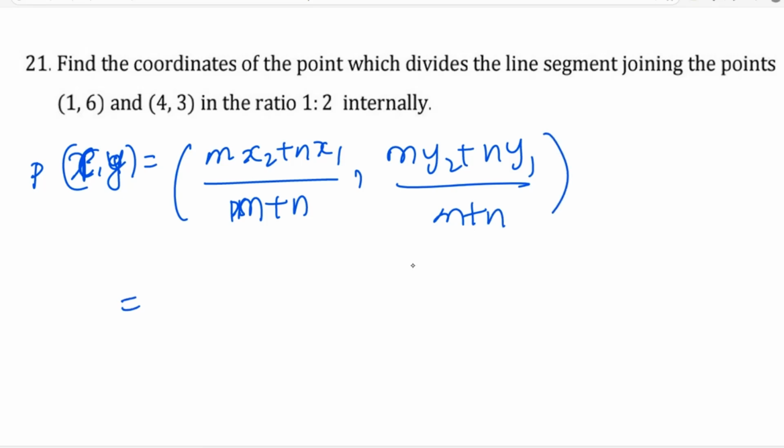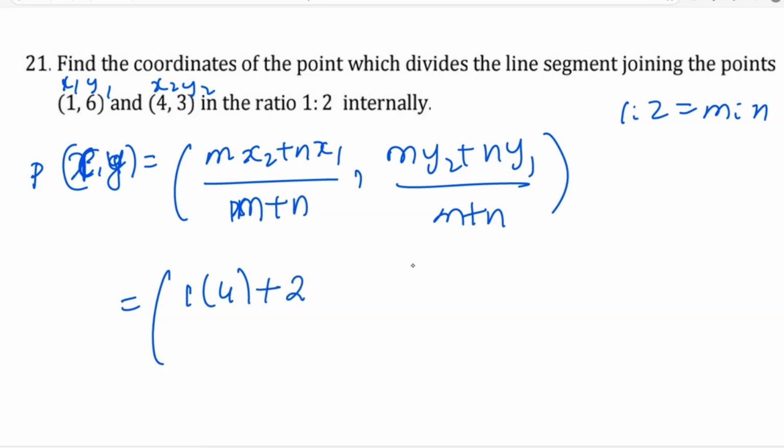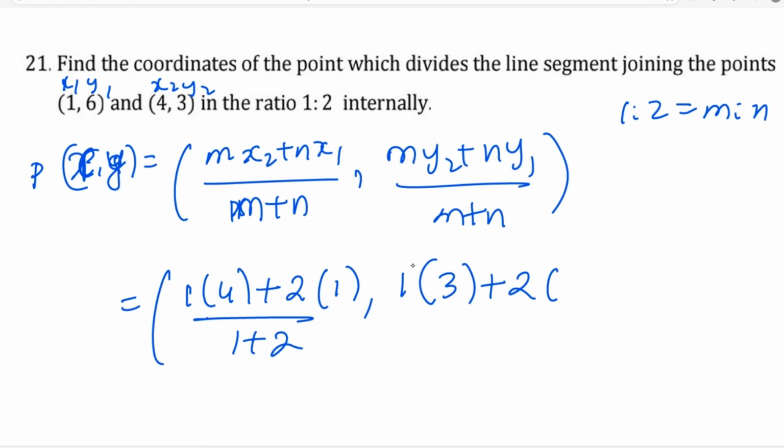So now here, the ratio 1 is to 2 is m is to n. So m will be 1 and n will be 2. Then this will be x1 y1, x2 y2. Now if I take this, we get 1 into 4, x2 is 4, plus n is 2, 2 into x1 which is 1, 2 into 1, divided by 1 plus 2, comma, here m is 1, into y2 which is 3, plus 2 into y1 which is 6, divided by 1 plus 2.